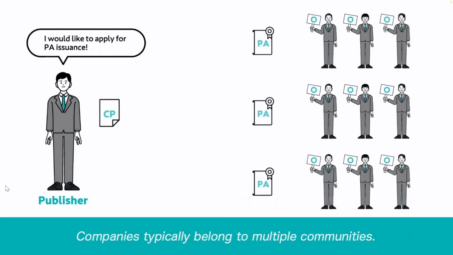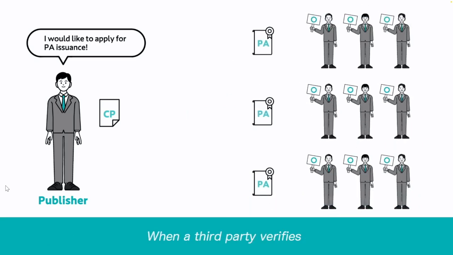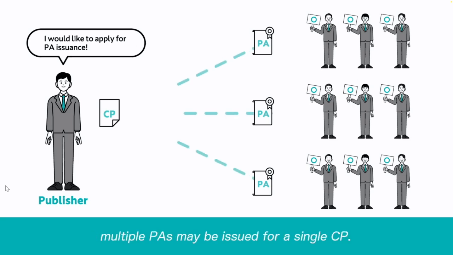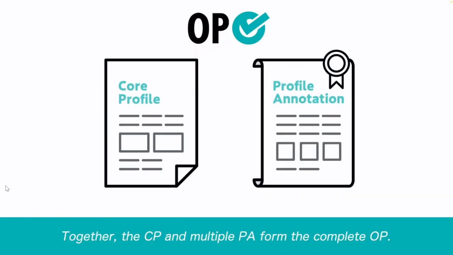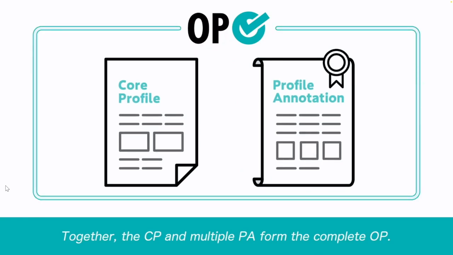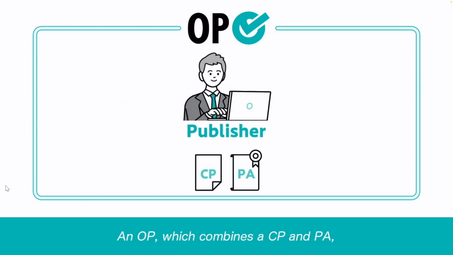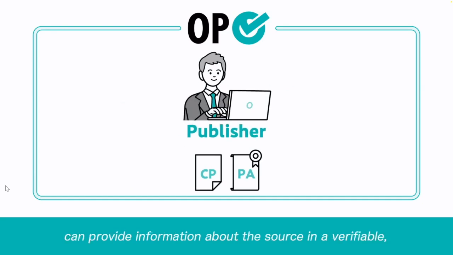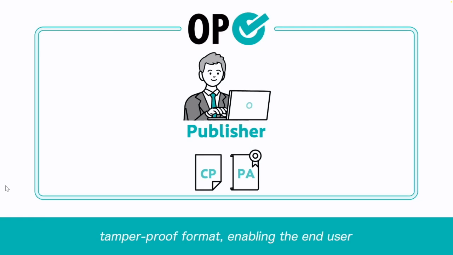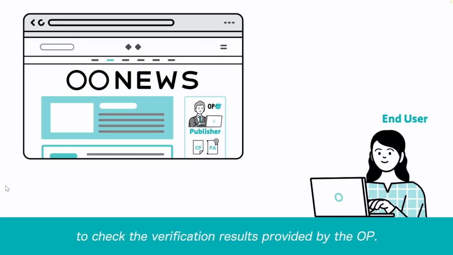Companies typically belong to multiple communities. When a third party verifies a company's membership in those communities, multiple PAs may be issued for a single CP. Together, the CP and multiple PA form the complete OP. An OP which combines a CP and PA can provide information about the source in a verifiable, tamper-proof format, enabling the end user to check the verification results provided by the OP.